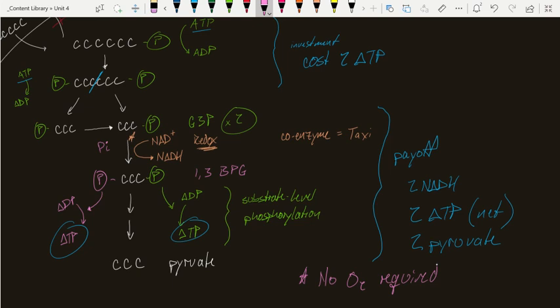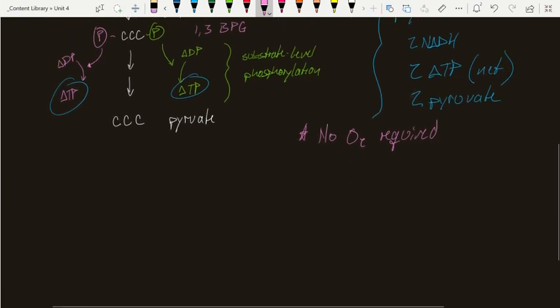The last thing we want to add to this conversation is just an understanding of what we can do with this pyruvate. Pyruvate as a molecule looks like this.